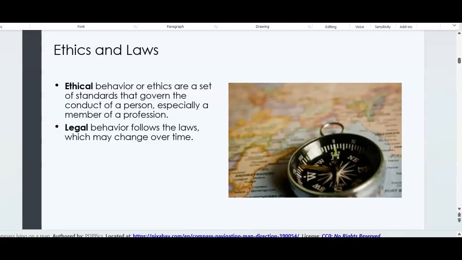Even if we think back into different times in American history with the evolution of human rights, we can see things that may have been legal at the time, but weren't ethical, such as segregation, the idea of separate but equal, or women's voting rights. Legal at the time, but not necessarily ethical.